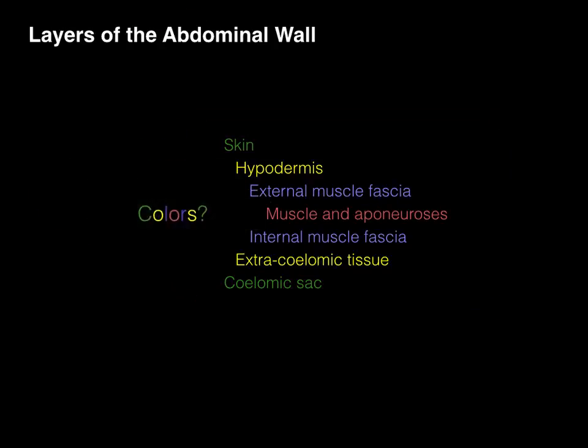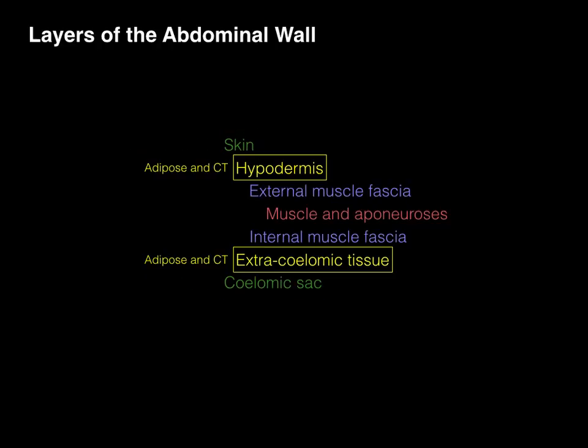You might also be saying colors. There's definitely some type of a theme going on with the colors. What's going on there? So we take a look at that, we'll recognize that there is a symmetry in the histology, and that the colors represent the symmetry in the tissues found in these 7 layers. For example, in the skin and the coelomic sac, it's epithelium with some connective tissue. In the hypodermis and extracoelomic tissue, there's adipose tissue or fat and connective tissue.